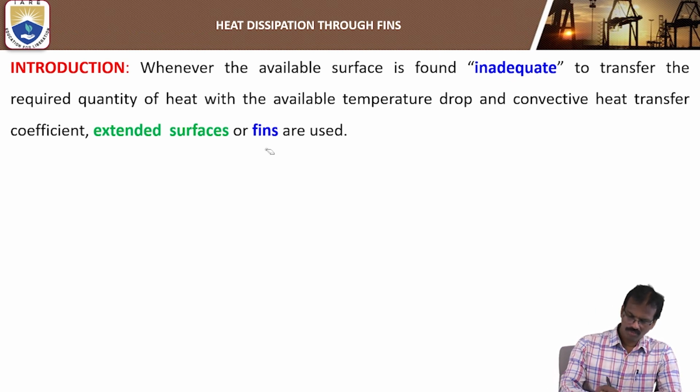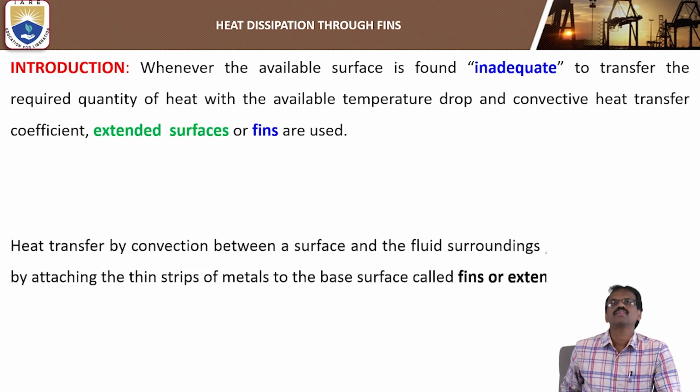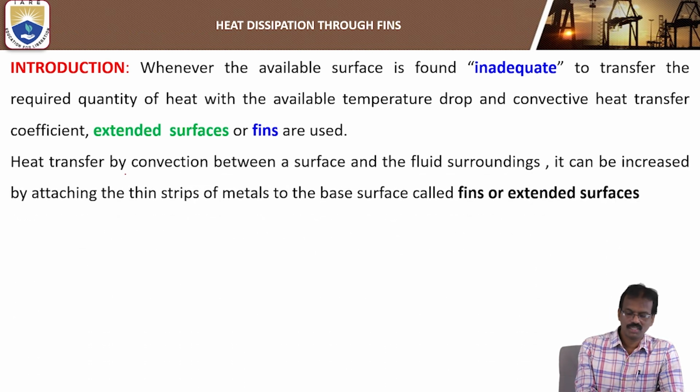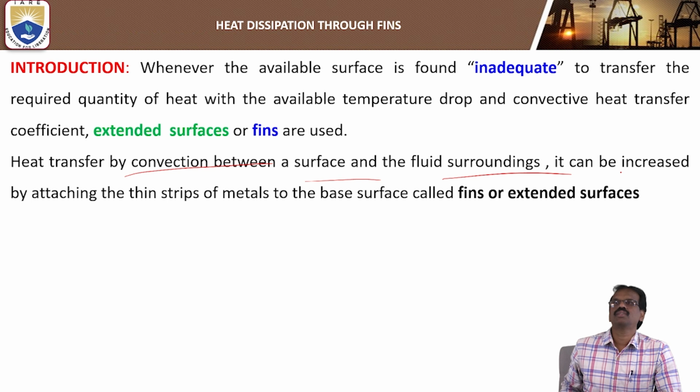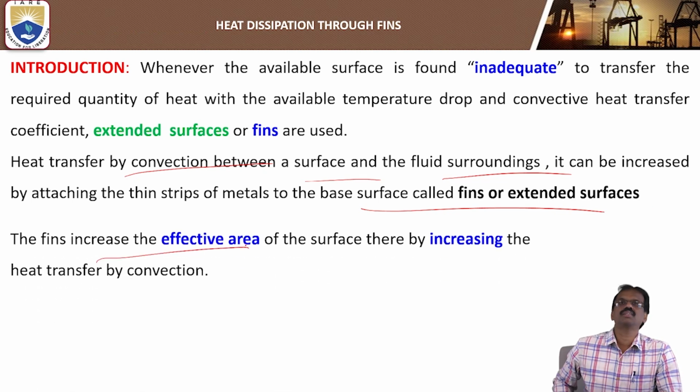We'll see the functioning of heat transfer in the fins, and we derive the rate of heat transfer in the fin also. Heat transfer by convection between the surface and the fluid surroundings can be increased by attaching thin strips of metal, which are called fins or extended surfaces. The fin increases the effective area, and effective area is directly proportional to the rate of heat transfer. If the effective area increases, the rate of heat transfer by convection automatically increases.